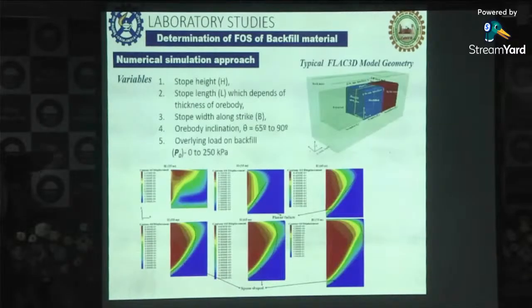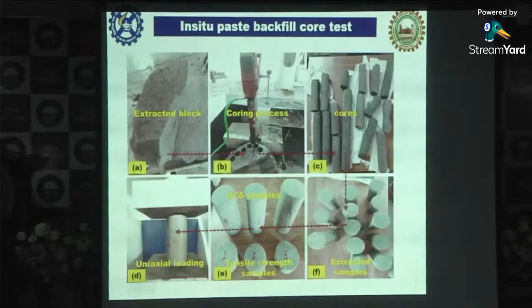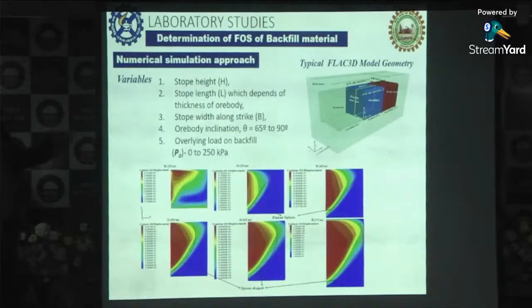The second one is the numerical modeling approach, by which we can find the cohesion and the UCS strength required. So this is a FLAC 3D model, what we usually do.